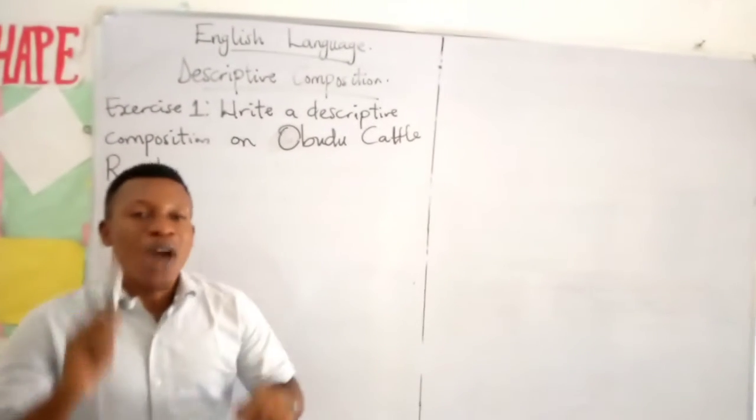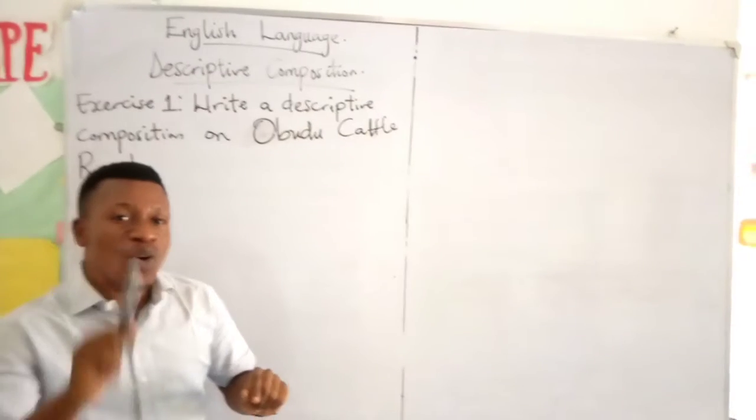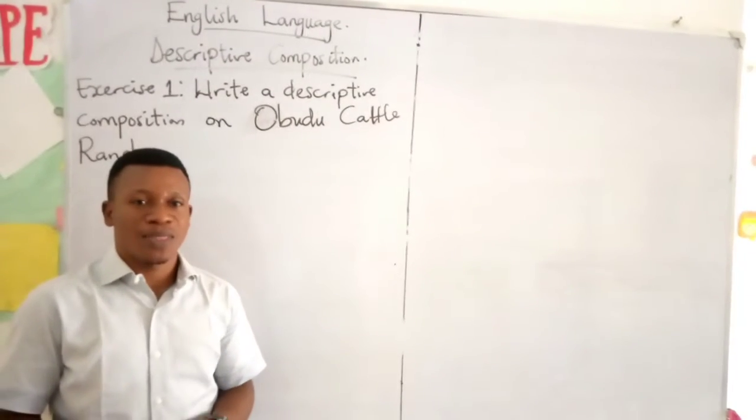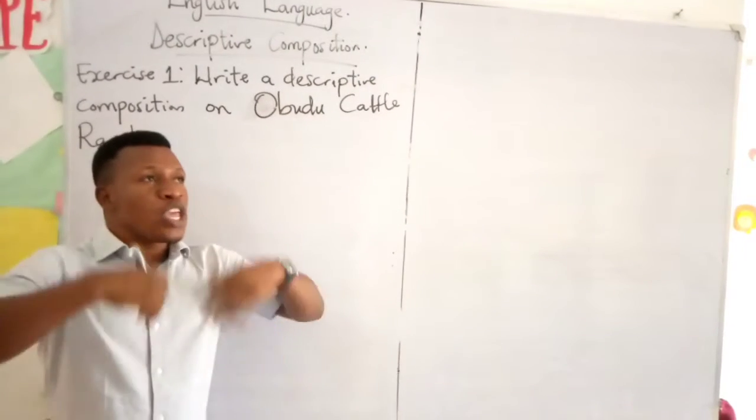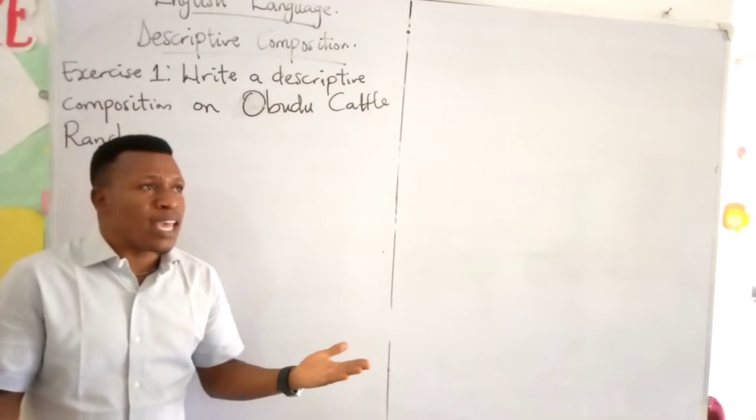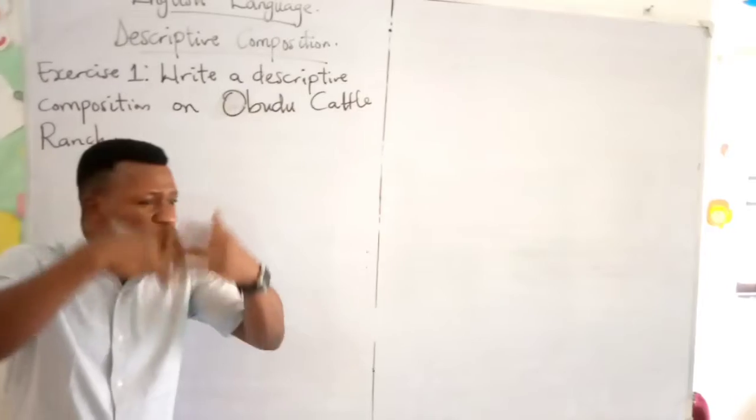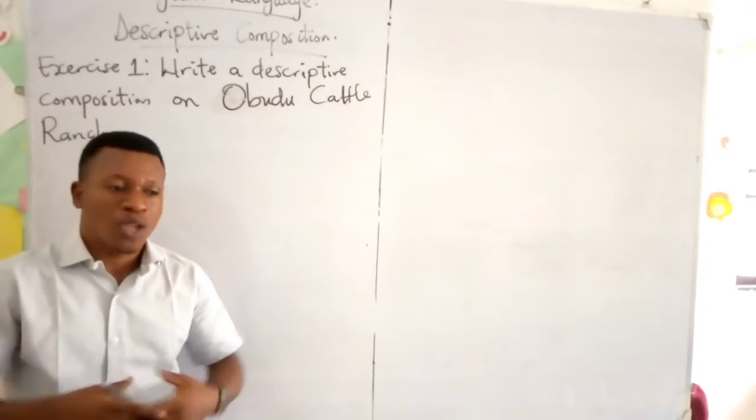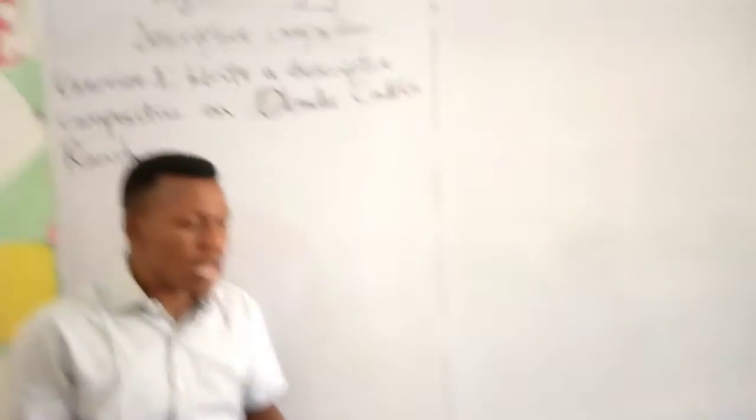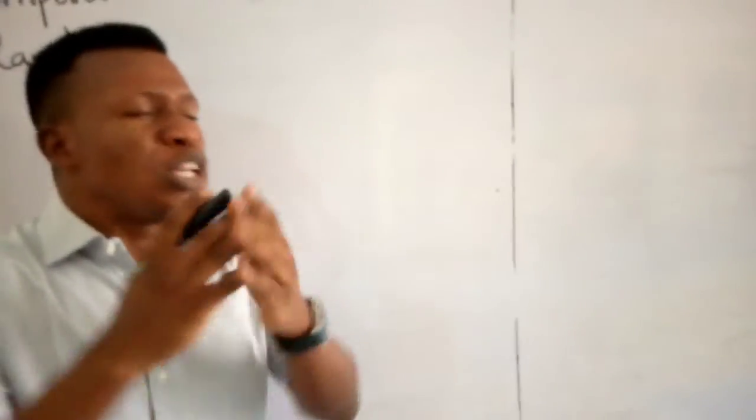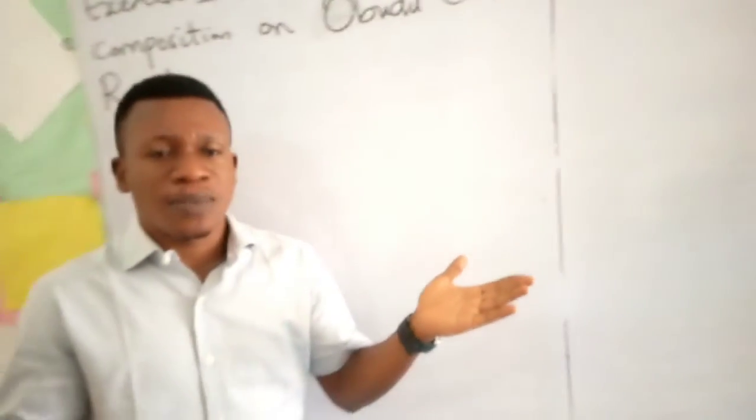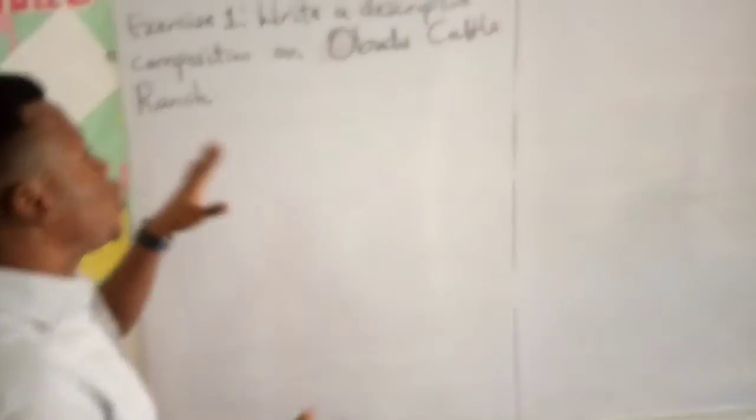Now, when you're writing, you have to be creative. Creativity makes a good writing. Imagine yourself that you are in Obudu Cattle Ranch. You just have to picture yourself in there. Picture the things that are around that place. Just have to think outside the box, and it makes your writing come out very well. Now, we're going to be doing this together.